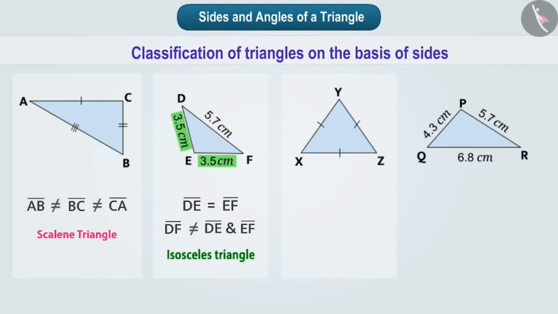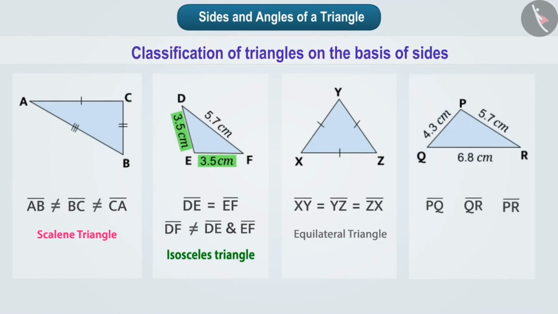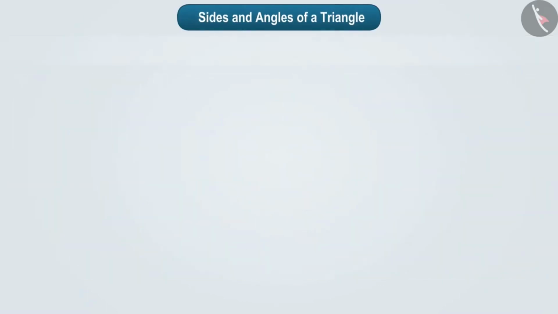Triangle XYZ has the same sign on all three sides, so we can say that its three sides are equal. Hence, it is called an equilateral triangle. In triangle PQR, the measurements of the three sides are not equal, so this triangle is a scalene triangle.